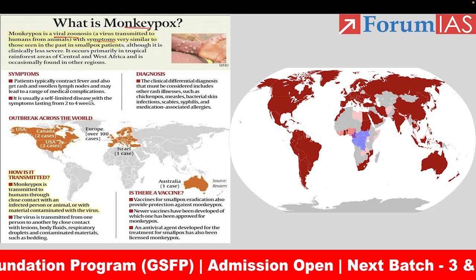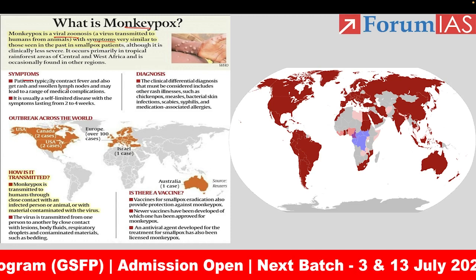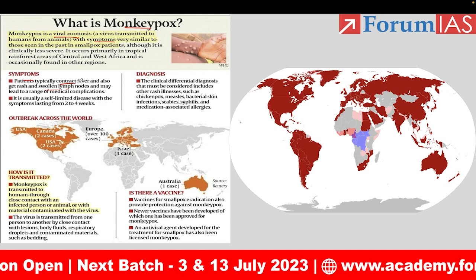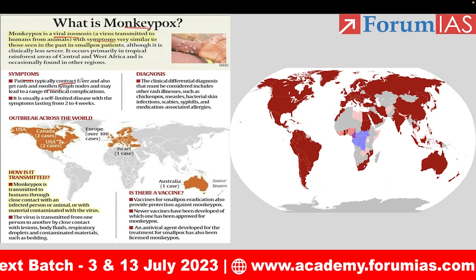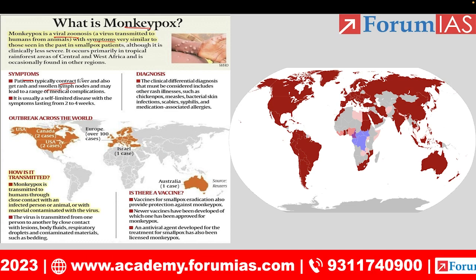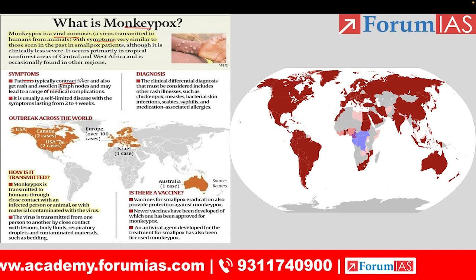What are the symptoms people will be having, guys? People usually will be having swollen lymph nodes and on and off fever. And usually it is a self-limiting disease. Within 2 to 4 weeks of its appearance, it will disappear from the patient's body. So this is what has been discussed here.